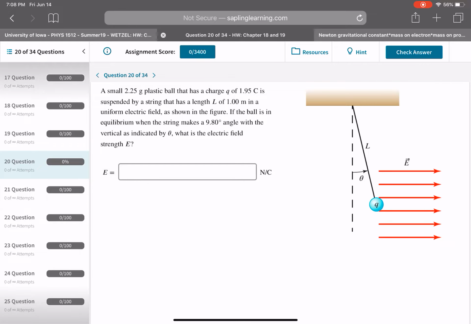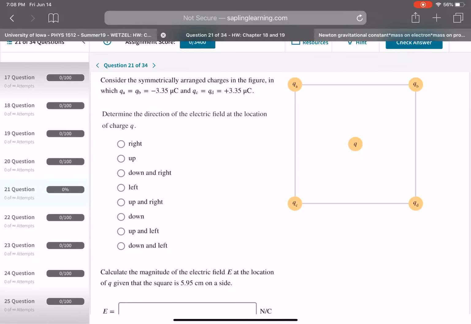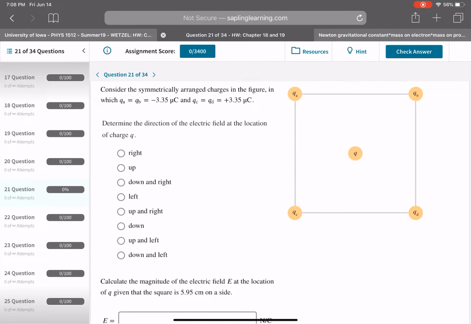Newton's laws. All right, 21. Consider the symmetrically arranged charges in the figure. You've got A and B minus 3 and C and D plus 3. So this is the exact problem we already did, but instead of finding the force F, we're going to determine the strength of the electric field E. So you're going to do the same thing.